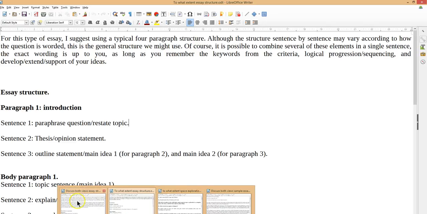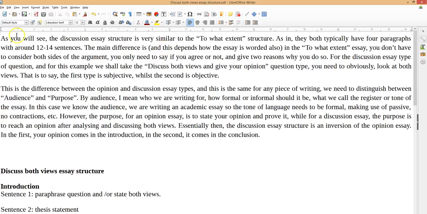So what's the difference? Well, as you'll see when we take a look at it in a moment, the structure of it's pretty similar, as in, they typically have 4 paragraphs. So, most people writing a 4-paragraph essay do about 12 sentences, 12, 13, 14 sentences, just under 300 words, say between 250 and 300 words.